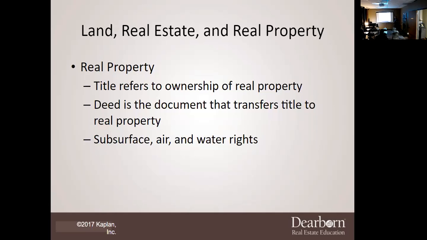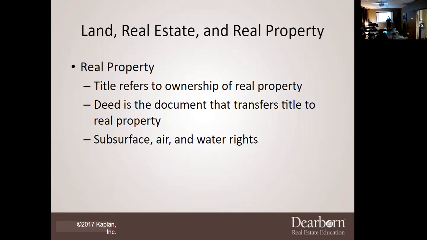Now, we talked about subsurface, air, and water rights. Okay, and I'm not going to spend a ton of time on this because when we get into the principles class, we're going to spend an entire chapter on these three items. And I mean an entire chapter on these three items. But what you need to know is that these three items are things that are also going to convey to you when you purchase the property. Except Mr. Eugene. So Mr.